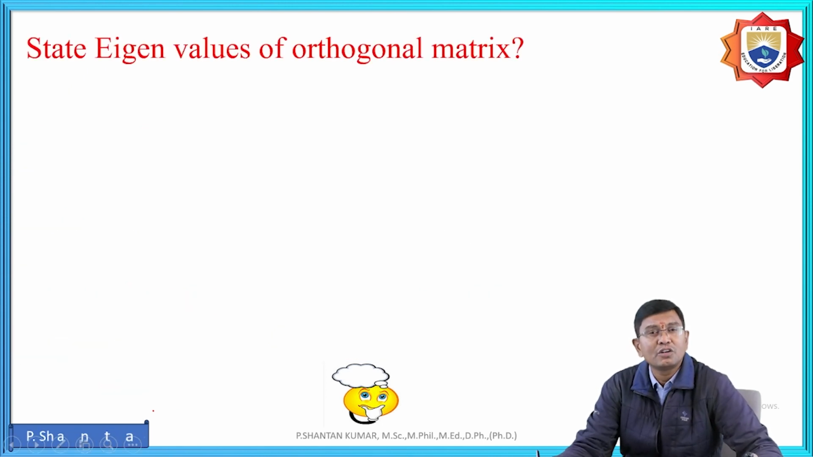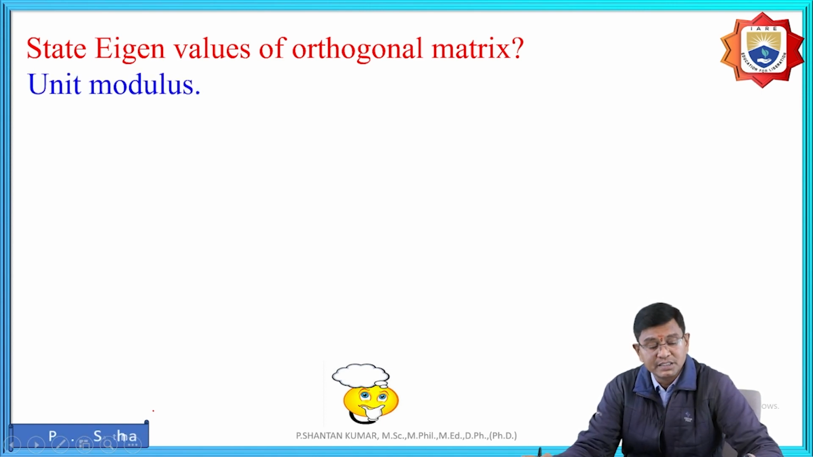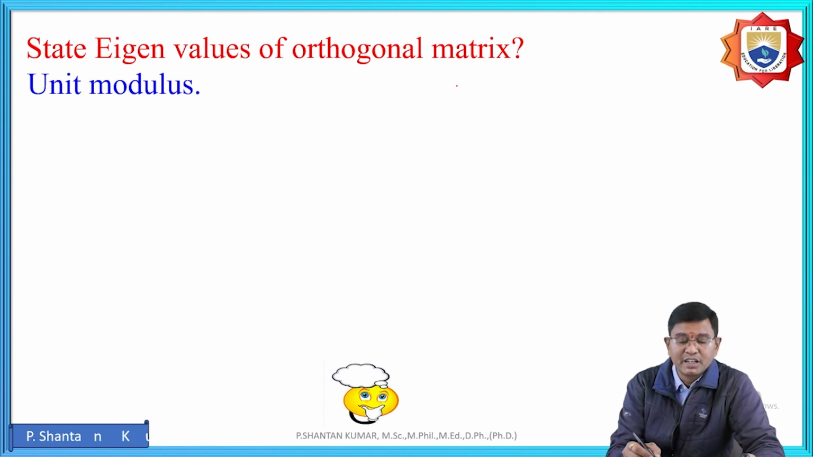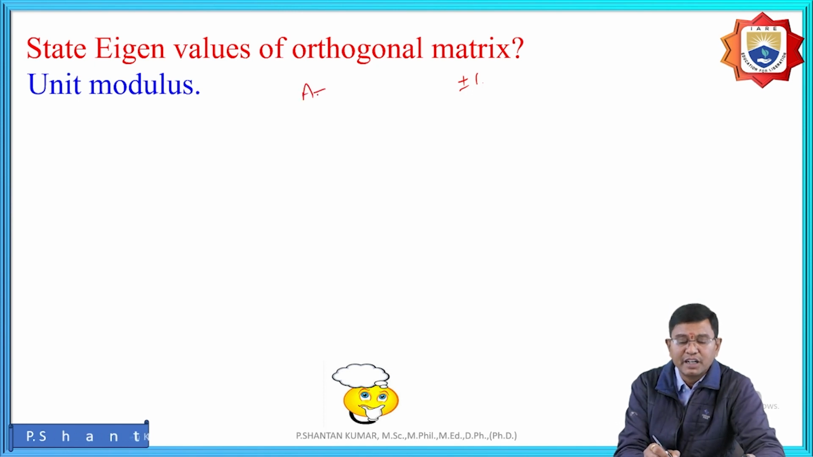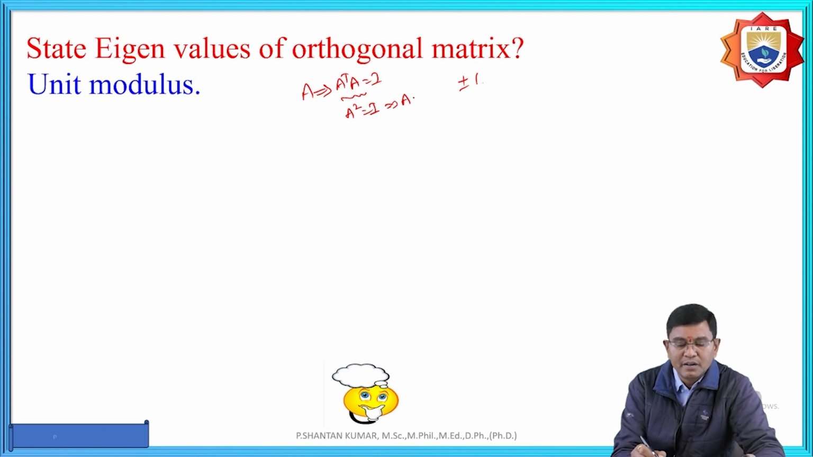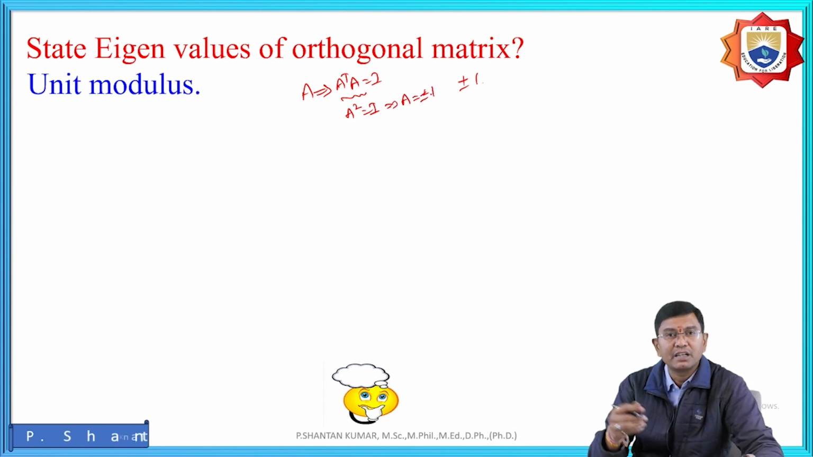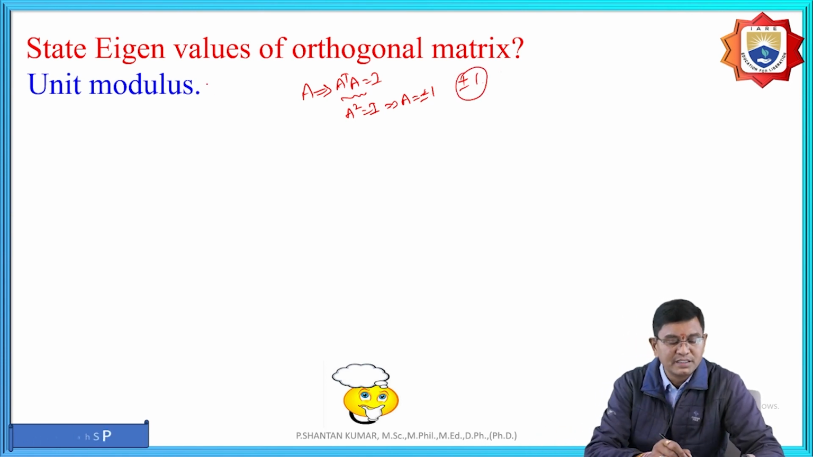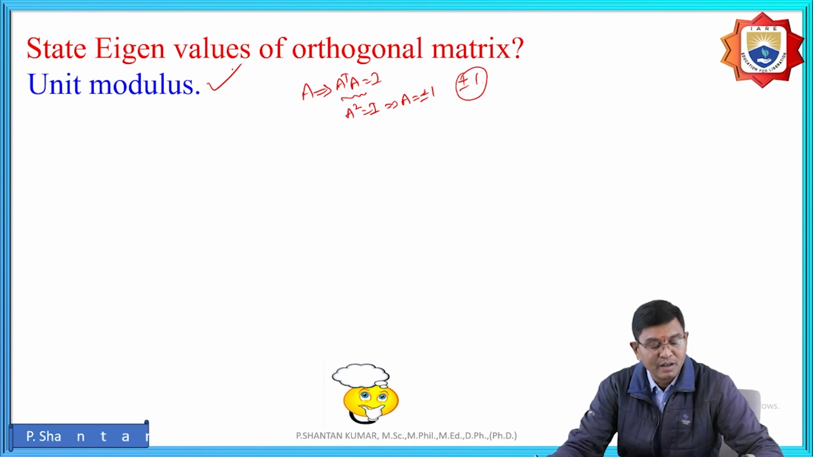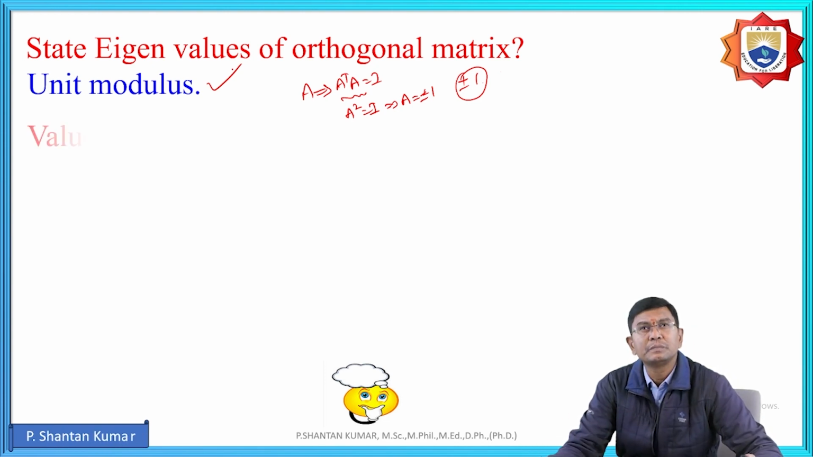State the eigenvalues of an orthogonal matrix. The eigenvalues of an orthogonal matrix always have unit modulus, that is, plus or minus 1. If A is an orthogonal matrix, then A into A transpose equals I. Therefore, A into A transpose is also A square equal to I. Then A is plus or minus 1, because of the unit matrix 1. Therefore, A equals plus or minus 1, so the eigenvalues of orthogonal matrices have unit modulus.